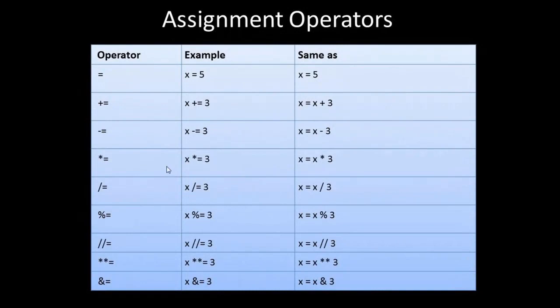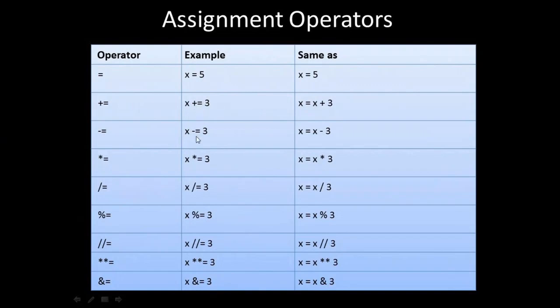Now these are all the various assignment operators: equal to, plus equal to, minus equal to. What does plus equal to mean? x plus equal to 3 means x equal to x plus 3. The assignment operator is nothing but an operator that assigns the value on the right side to the variable on the left side. That is the assignment operator.